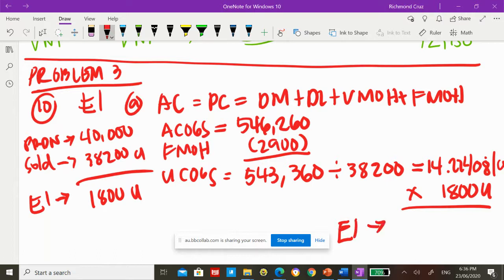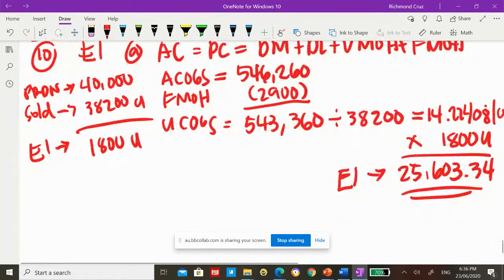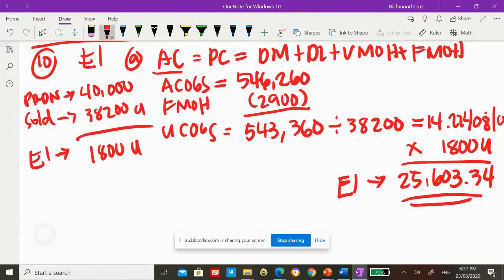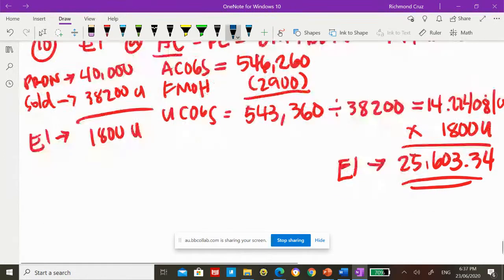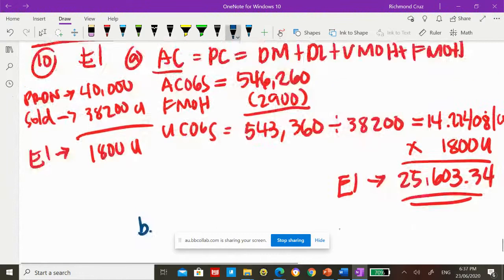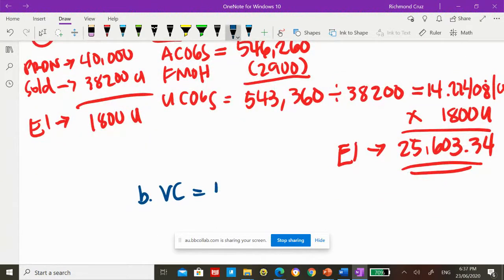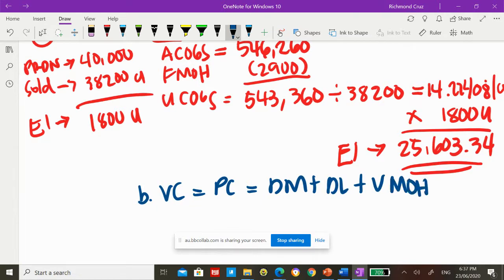Ending inventory, that will be times 14.22408. So lalabas, that will be 25,603.34. This is the ending inventory under, take note, ng absorption costing. Absorption costing pa lang. Now, pagdating dun sa letter B, which is yung under ng variable costing. So, ang product cost natin will only include direct materials plus direct labor plus variable manufacturing overhead.